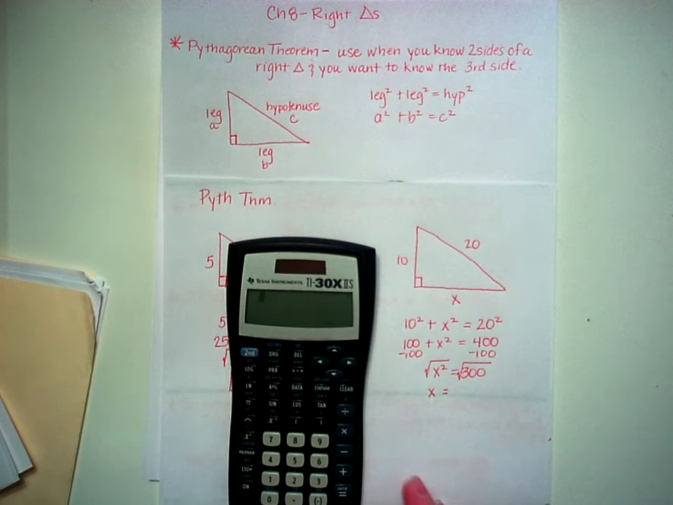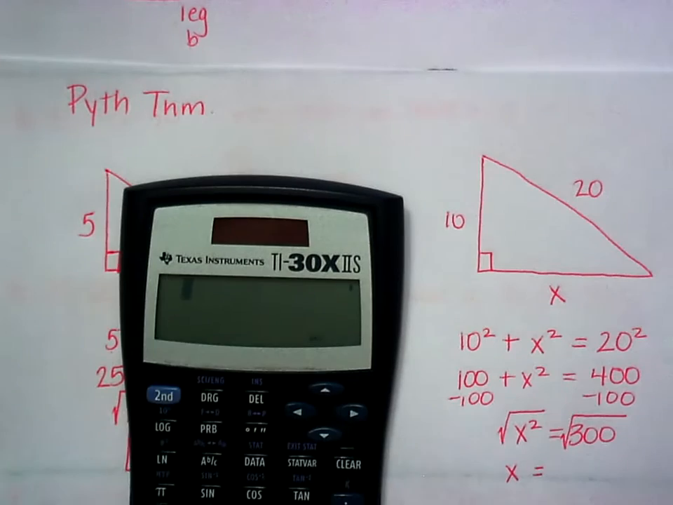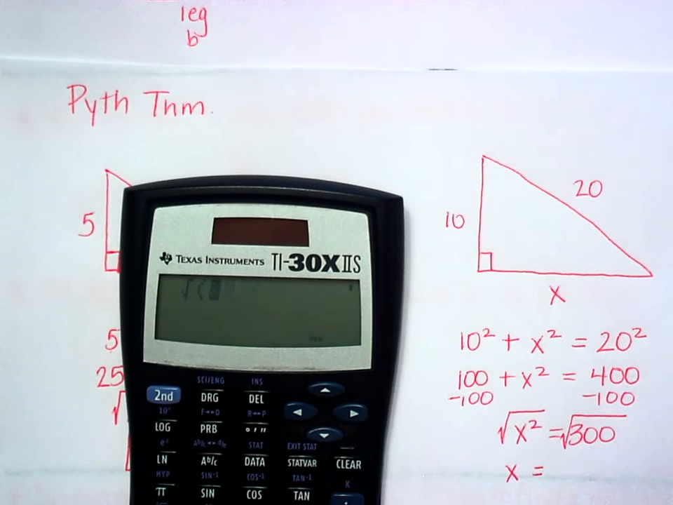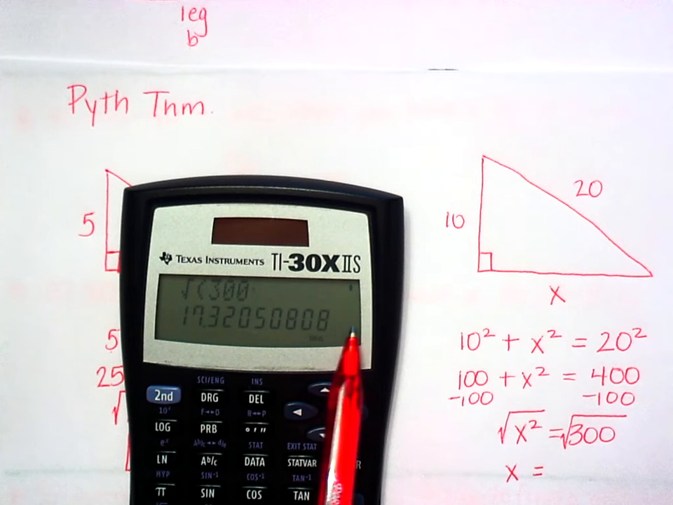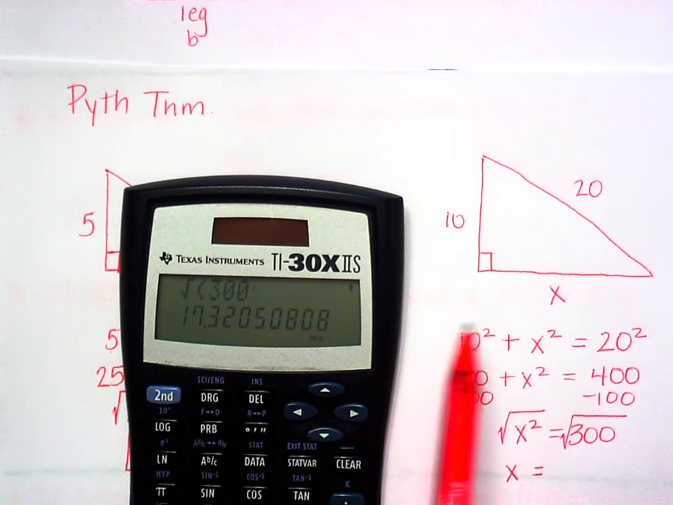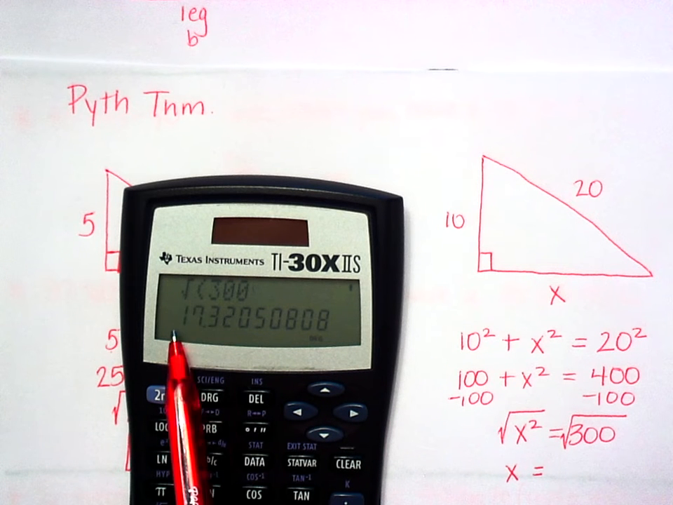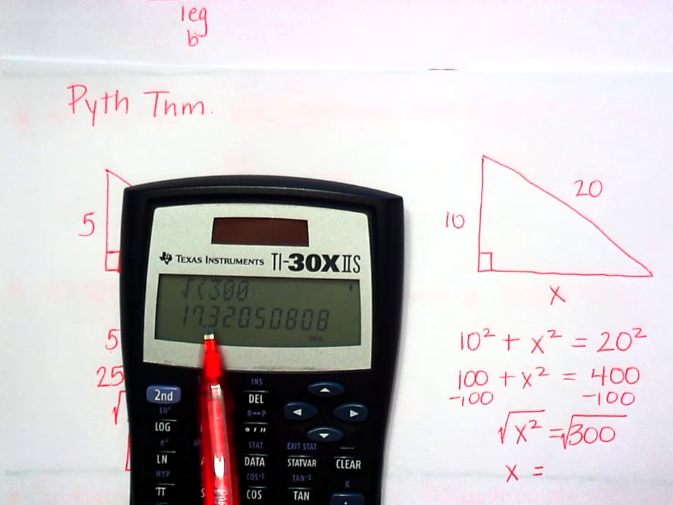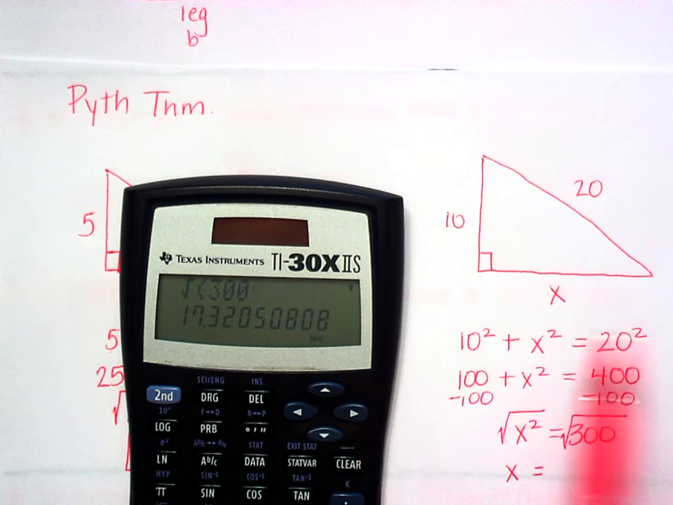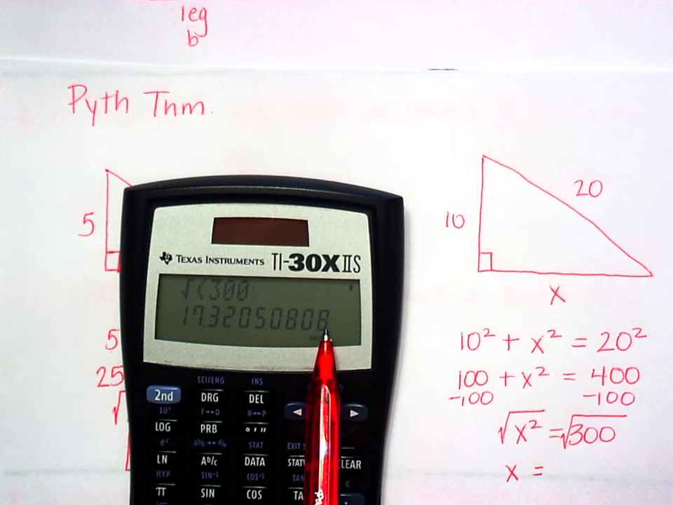Okay, I'm going to zoom in here for just a second. So I get square root 300. Hit enter. I get a decimal, okay? And that decimal keeps going and going and going. I can't even see all of the numbers. So I don't want to write down this number. In fact, I can't write down this exact number because it keeps on going, so I would have to round it. I don't want to round, okay? I want the exact answer.